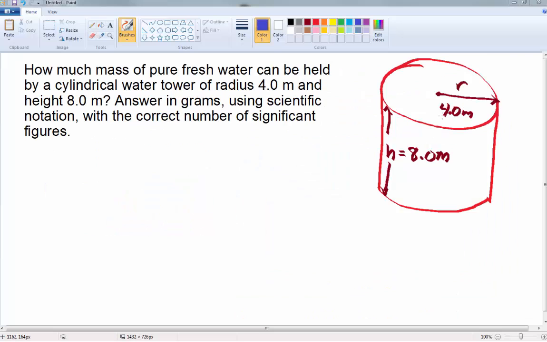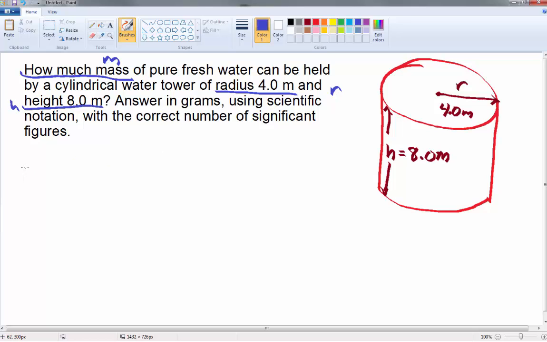All right, so I've basically redrawn the water tower as a cylinder. And the reason why is basically we're being asked how much water, or how much mass of water, so that would be M, can be held in a cylindrical water tower of radius 4, that's R, and height 8, that's H. We want the answer in grams, we got to use scientific notation, etc.